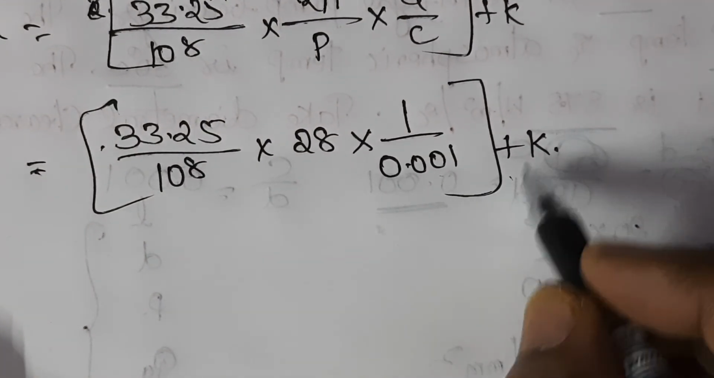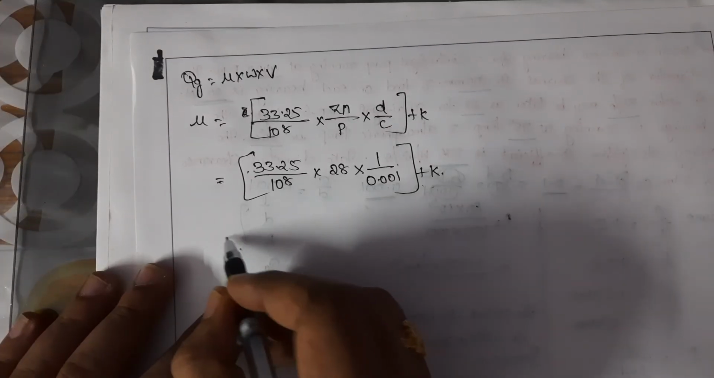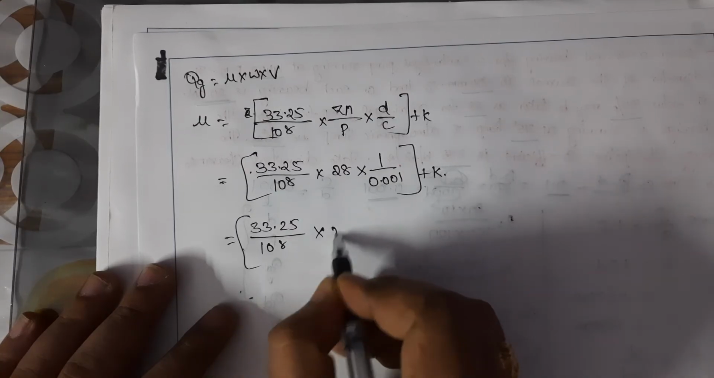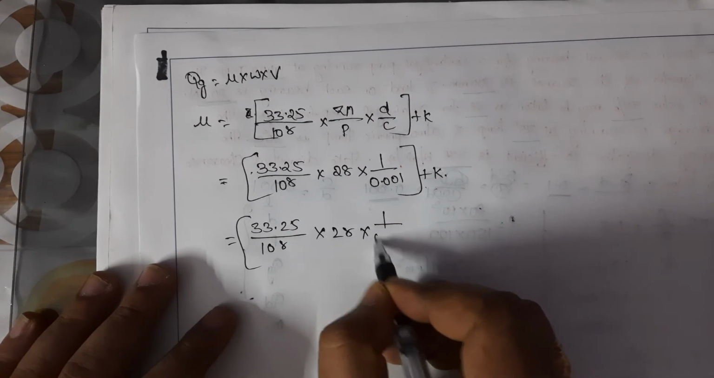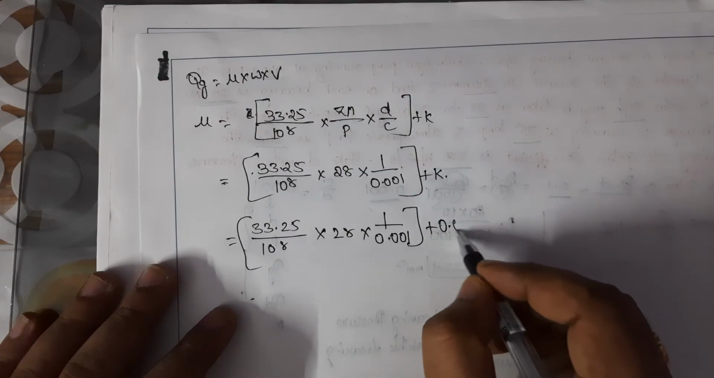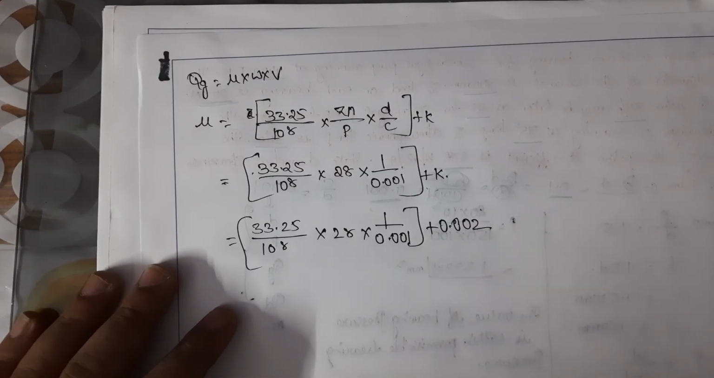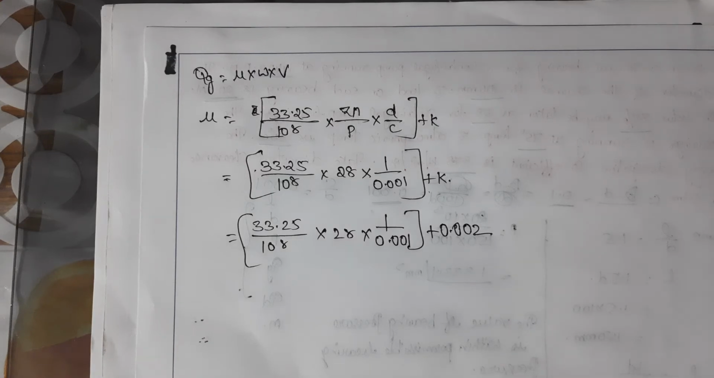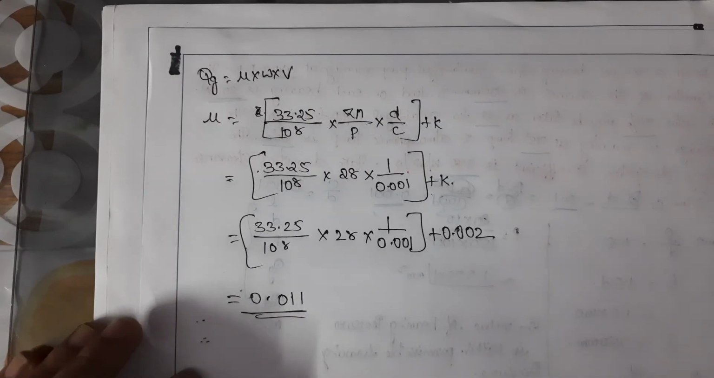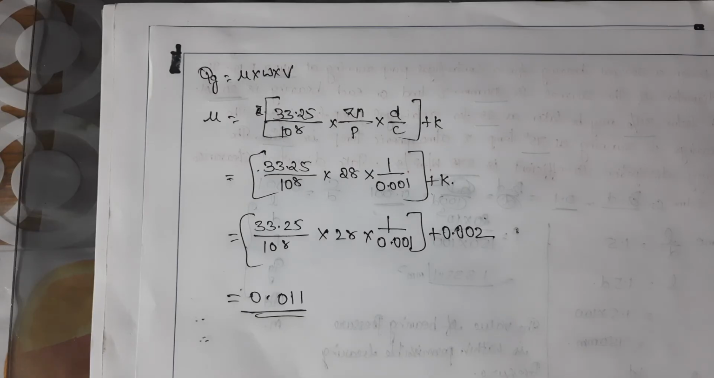So I am taking the value as 33.25 by 10 to the power of 8 into 28 by 1 by 0.01 plus 0.002. Okay, this is the value that we need to take. So after calculation of mu, we will be getting an answer of 0.011. So this is the value that I have got. Just check the value whether it is correct or not. If not, just let me know.